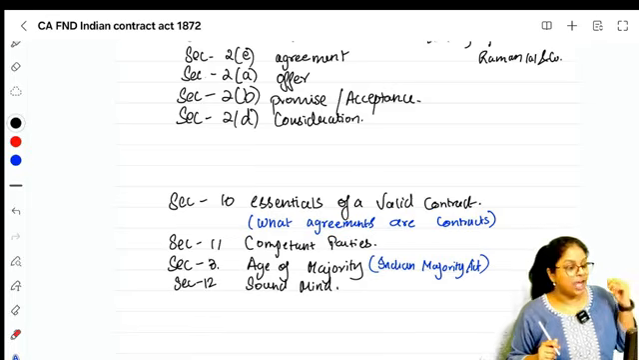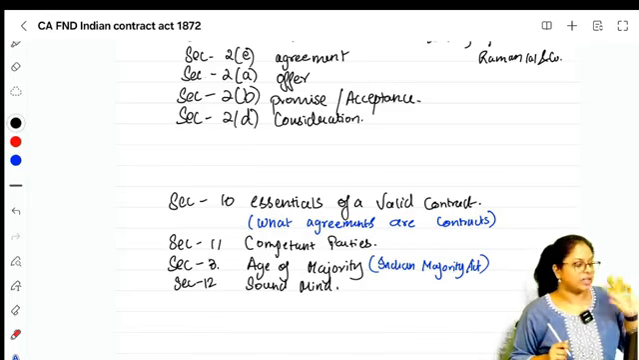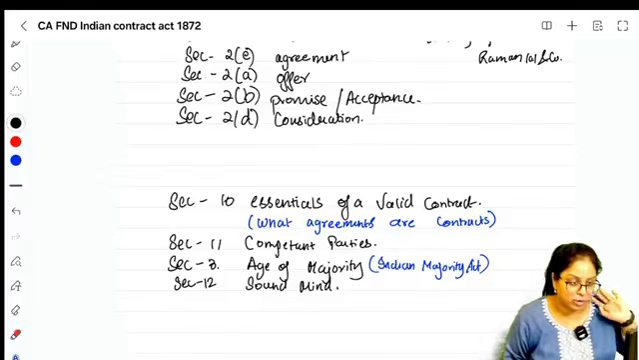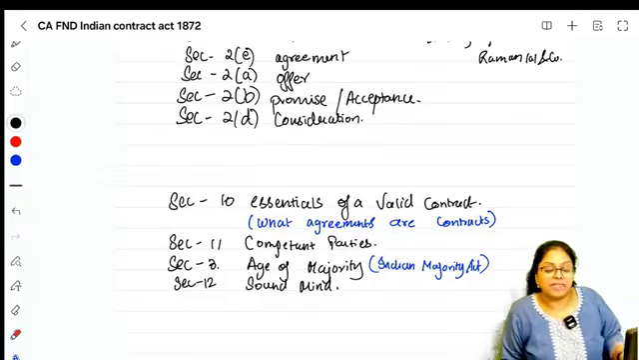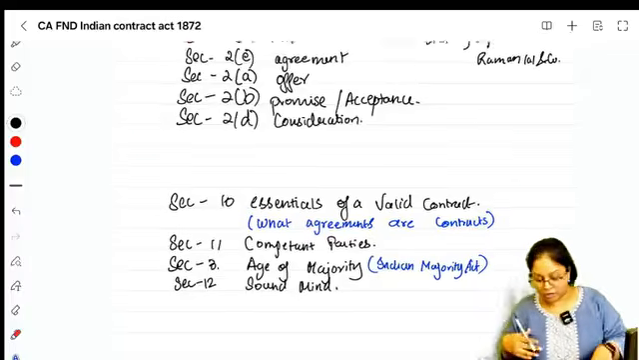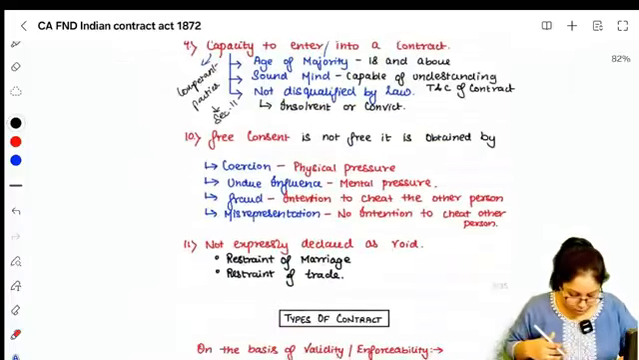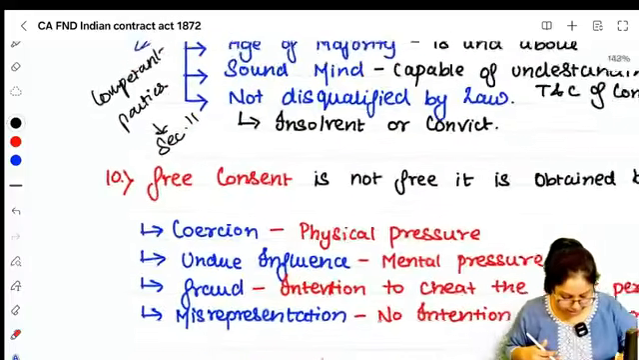Unit 1 has, under competent parties, age of majority, which is 18 or 18 plus, given in section 3 of the Indian Majorities Act, and then we have sound mind, which is section number 12. Superb. Are we clear with this?